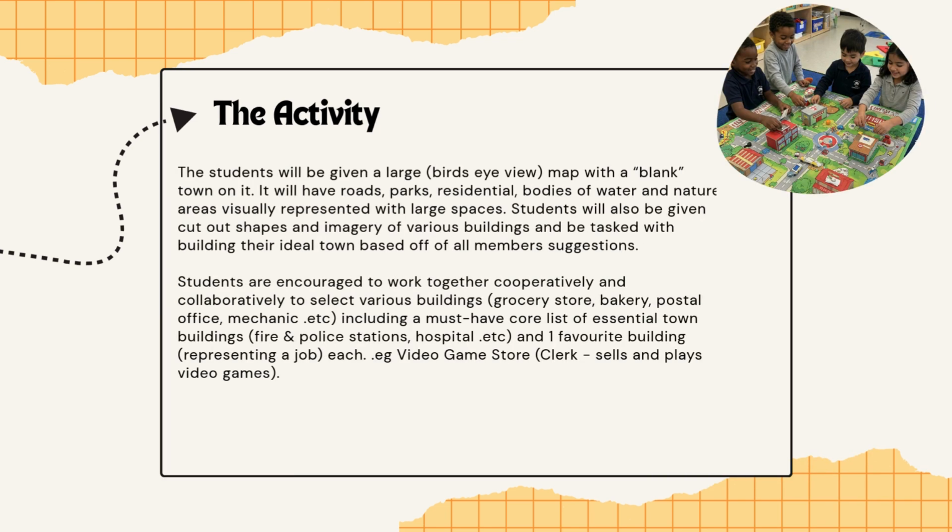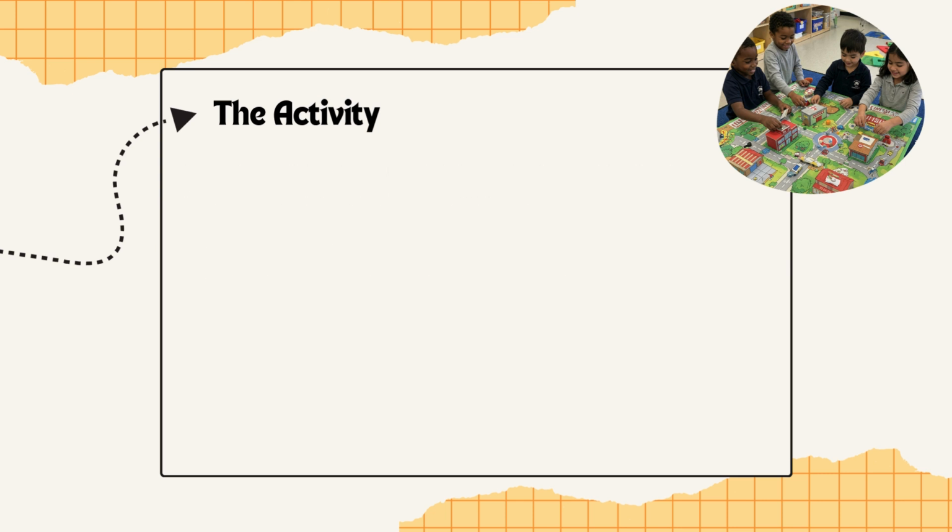The students will be given a large, bird's-eye view map with a blank town on it. It will have roads, parks, residential, bodies of water and nature areas visually represented with large spaces. Students will also be given cutout shapes and imagery of various buildings and be tasked with building their ideal town based off of all members' suggestions. Students are encouraged to work together cooperatively and collaboratively to select various buildings, including a must-have core list of essential town buildings and one favorite building, representing a job, each.